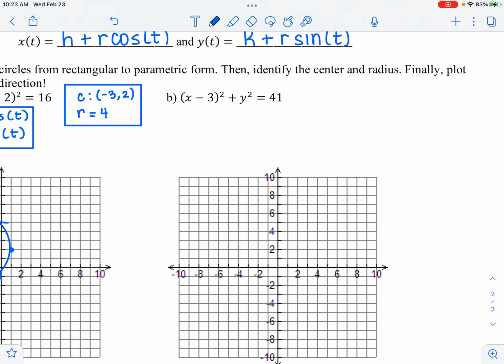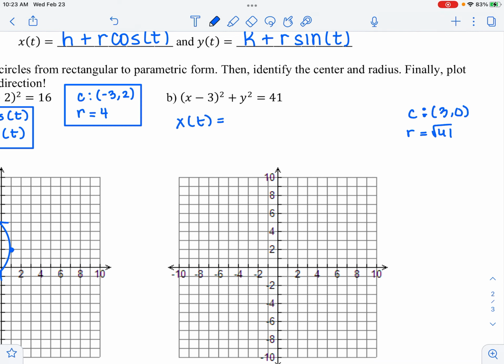All right, go ahead and pause the video and try the next one on your own. All right, let's see how you did. You should have gotten your center is 3, 0, and your radius is the square root of 41, which is not simplifiable, so I can leave it like that.